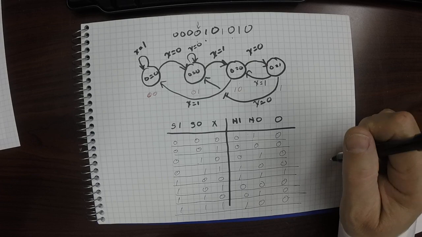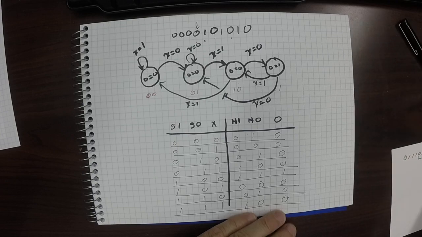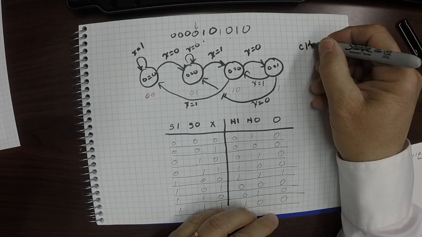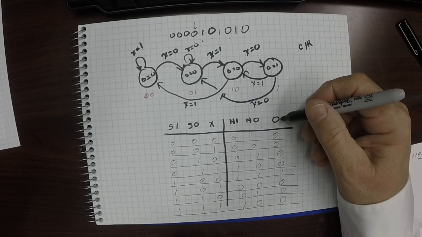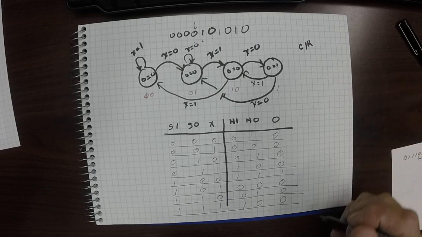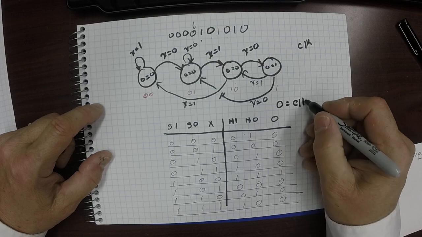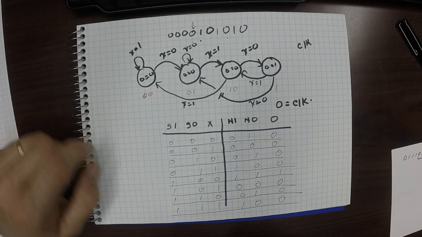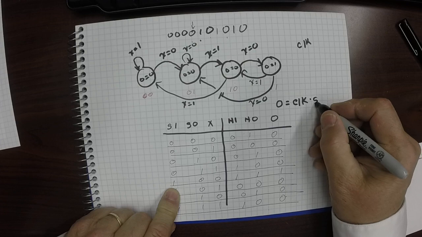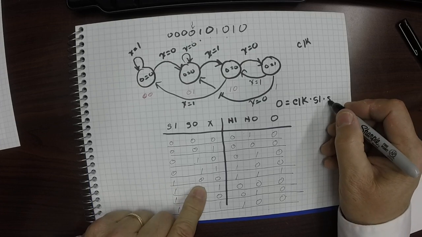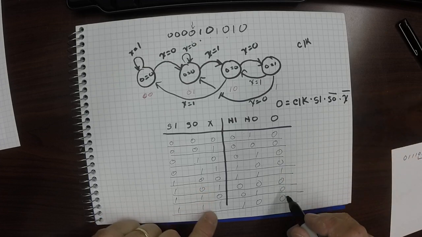Now let me do one equation for you. Assuming that you're doing something in Verilog, and you're doing something on a positive clock signal, so it only transitions to the next circle on a positive clock. Let's do the equation for O. Okay, so O is equal to a clock, okay, and I'll do the logic equation for it. And it turns 1 only whenever the clock is positive and you have S1 and you have S0 naught and X naught. And that's the equation for O.